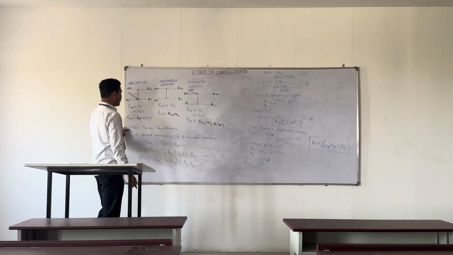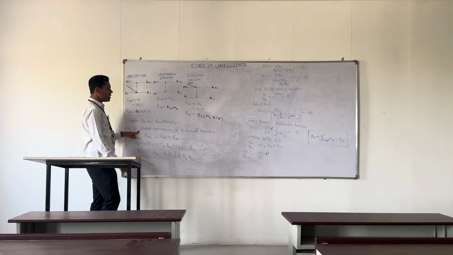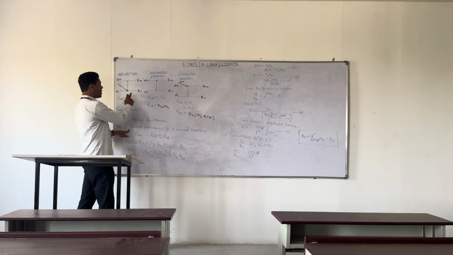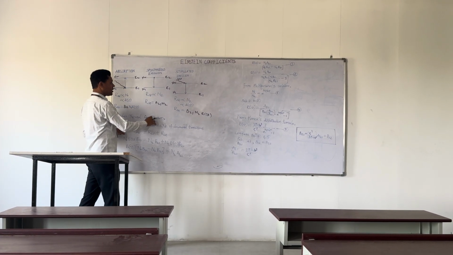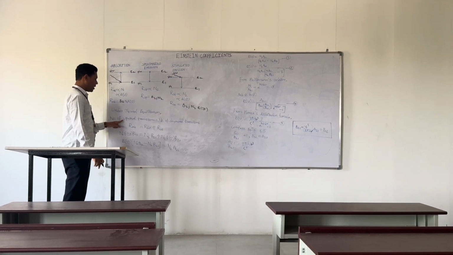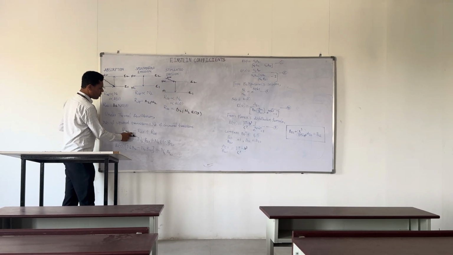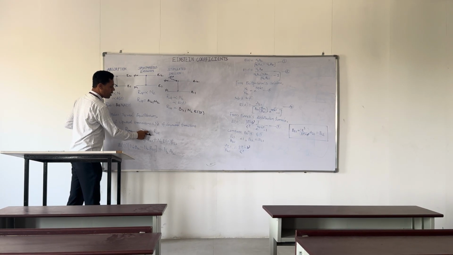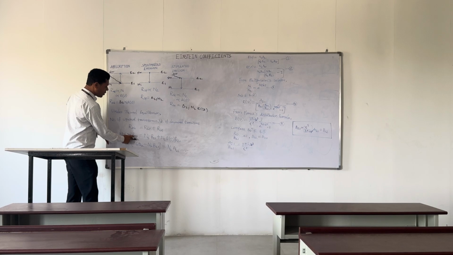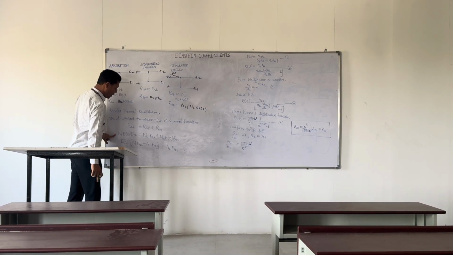Under thermal equilibrium, the number of upward transitions is equal to the number of downward transitions. There is only one upward transition, whereas the downward transitions are spontaneous emission and stimulated emission. So the rate of absorption is equal to the rate of spontaneous emission plus the rate of stimulated emission. So N1 E of nu B12 is equal to N2 A21 plus N2 E of nu B21.